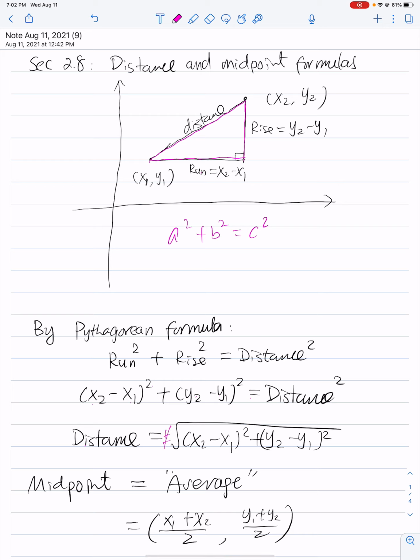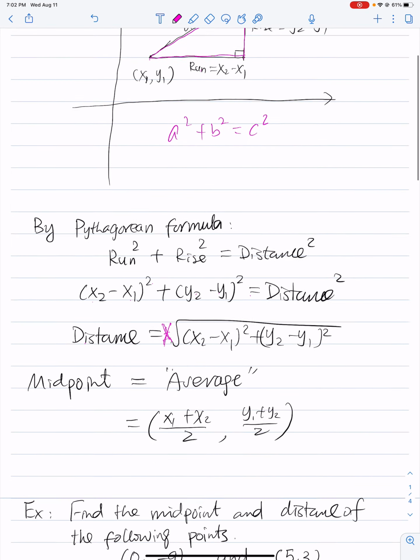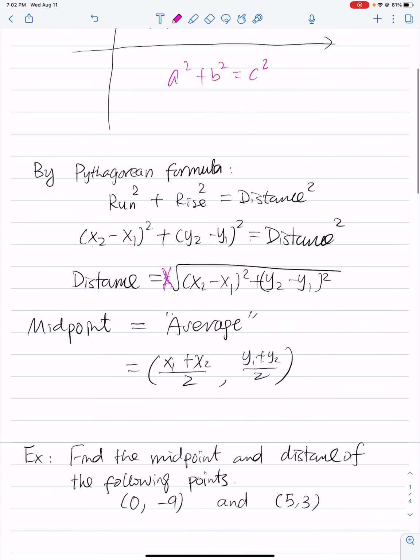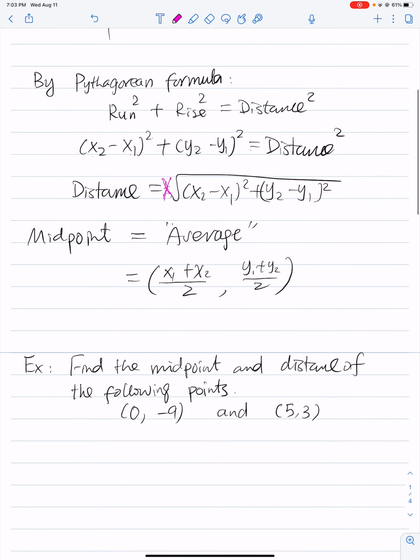We do not need it because the distance is always positive. So we only choose the positive one. Okay. And the midpoint is defined like the average, so it's in the middle. It will be x1 plus x2 divided by 2, y1 plus y2 divided by 2, which is the average of the x coordinates and the average of the y coordinates.